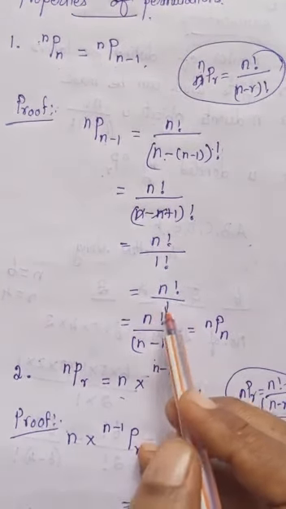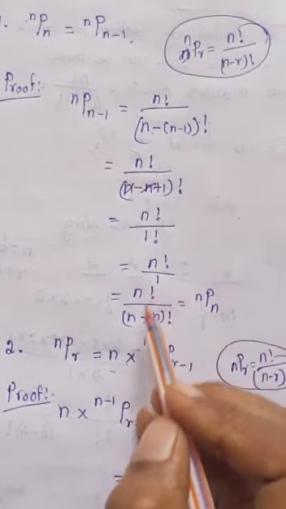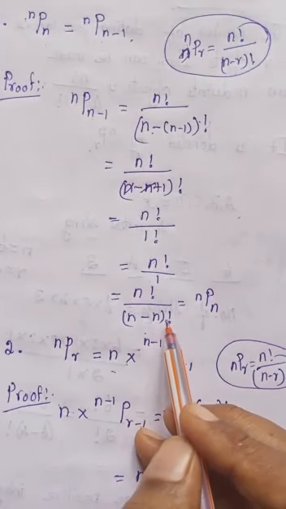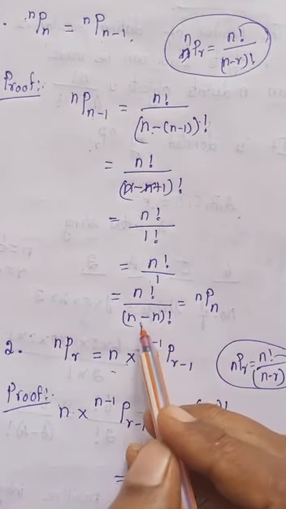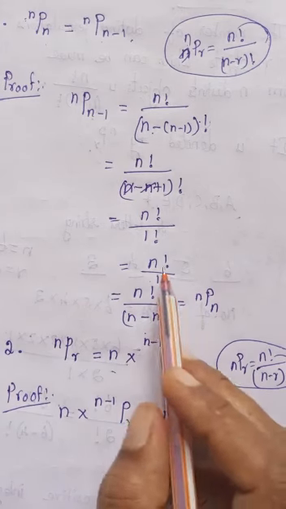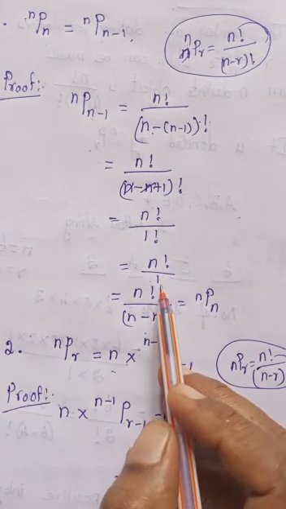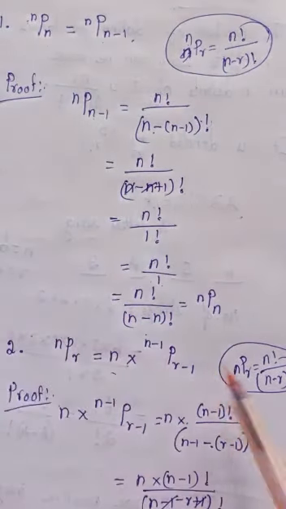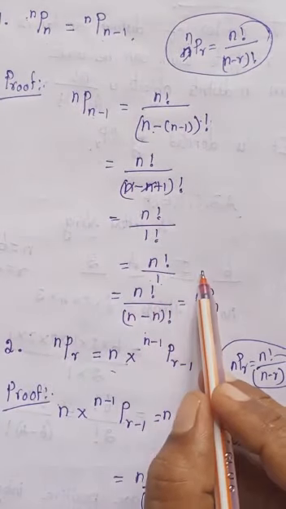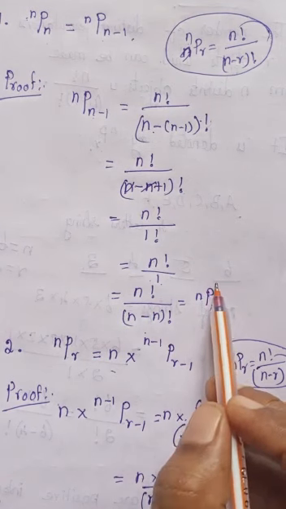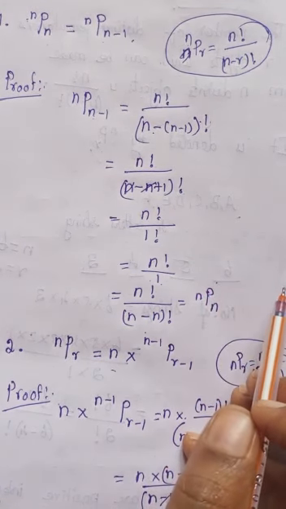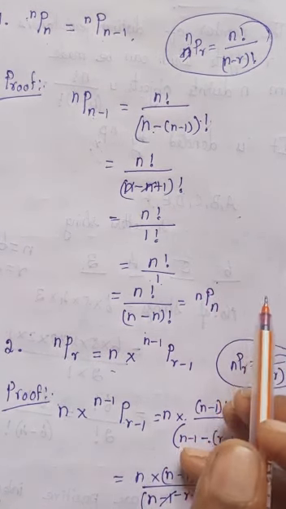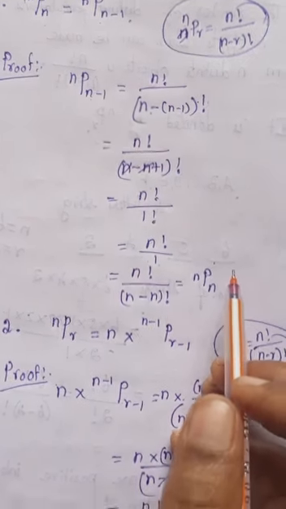See, this can be written as n factorial by n minus n factorial. n minus n means 0 factorial, isn't it? 0 factorial is equal to 1. So we can write which is equal to nPn. That's what we need to prove. Or else from this step also directly you can write it is equal to nPn, because we have learned nPn is equal to n factorial. Using that also you can write it.